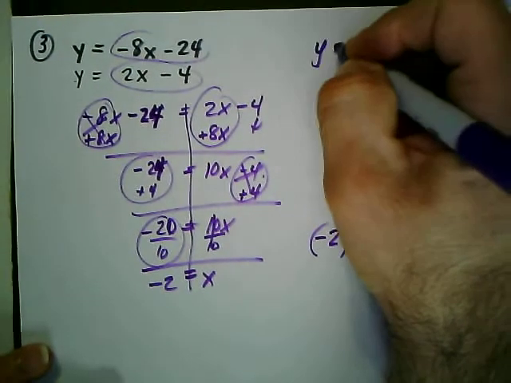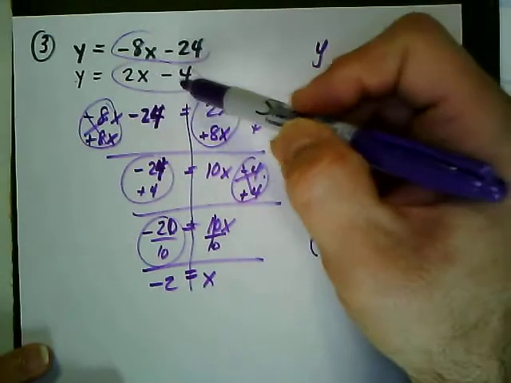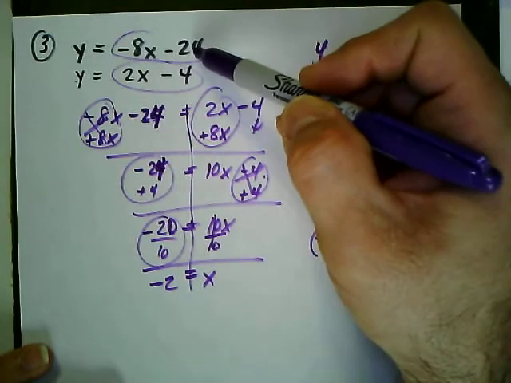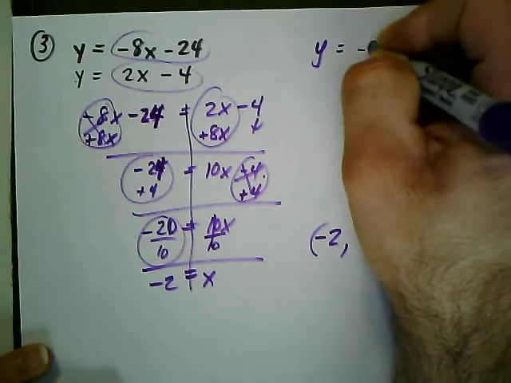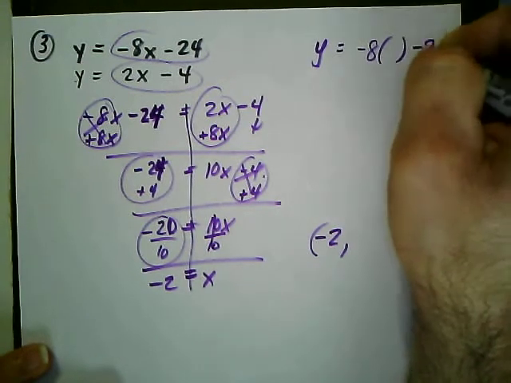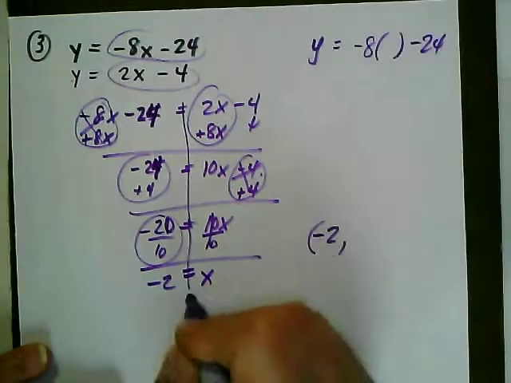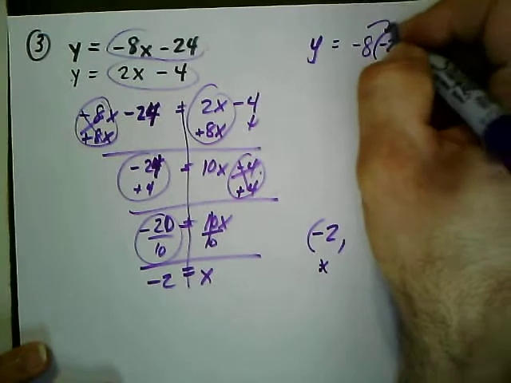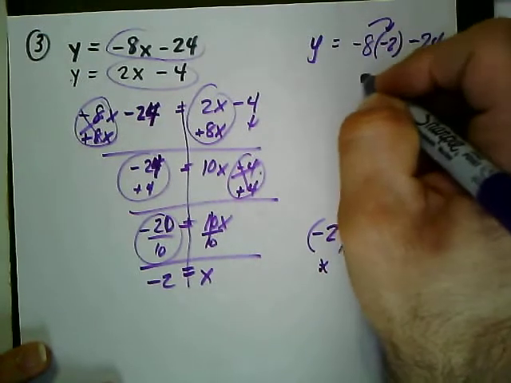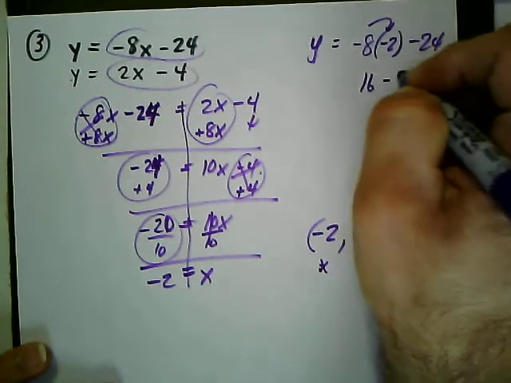Go ahead and take it. I don't care which one. Maybe some of you like that 2 better than 18 and 24 or 8 and 24. So go ahead and take whichever one you like and substitute what x is. X is negative 2. And negative 8 times negative 2 is 16.